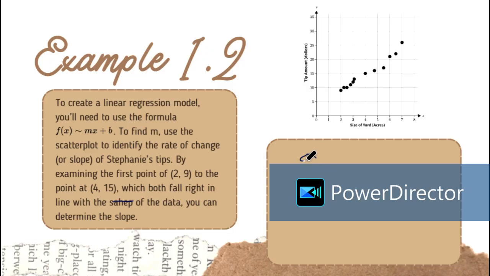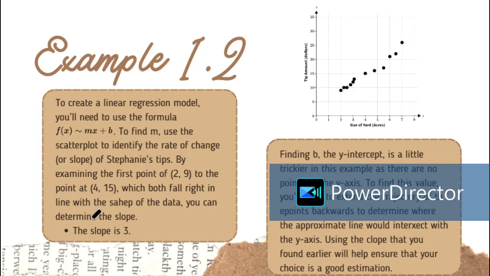But to find the slope, you go y2 minus y1 over x2 minus x1, which is going to give us 6 over 2, which gives us 3. So our slope is 3.